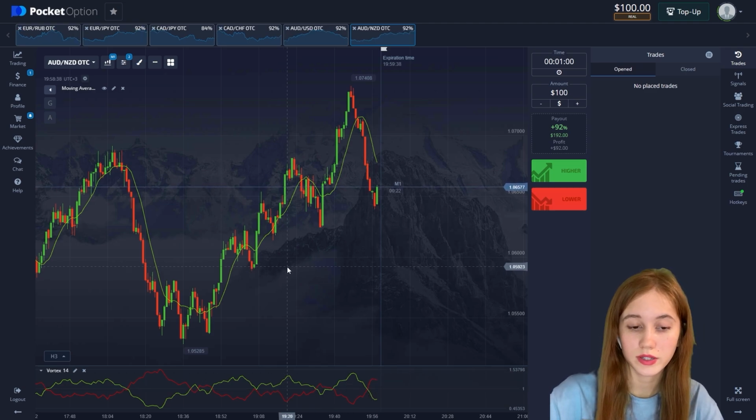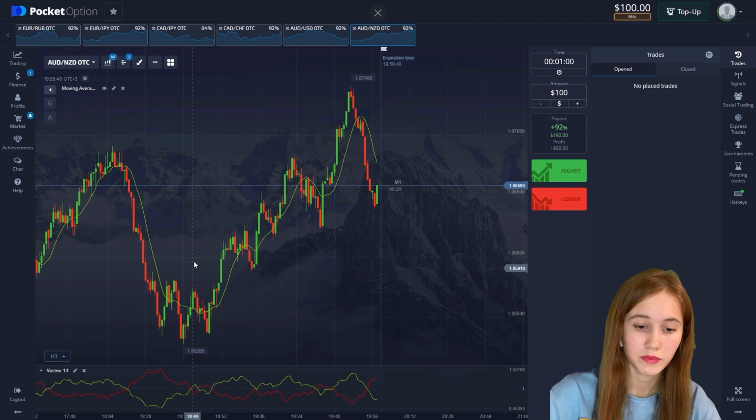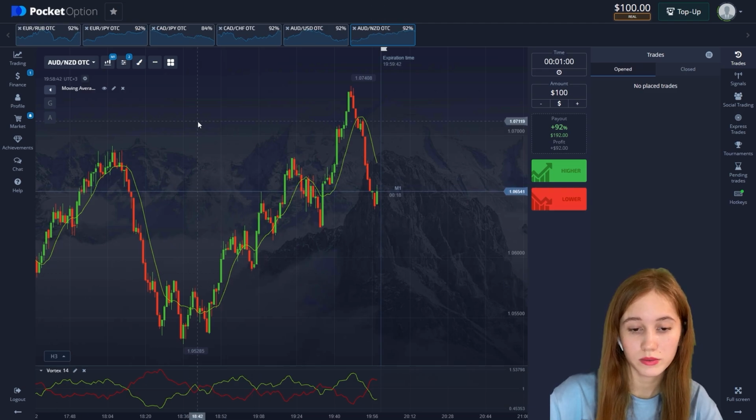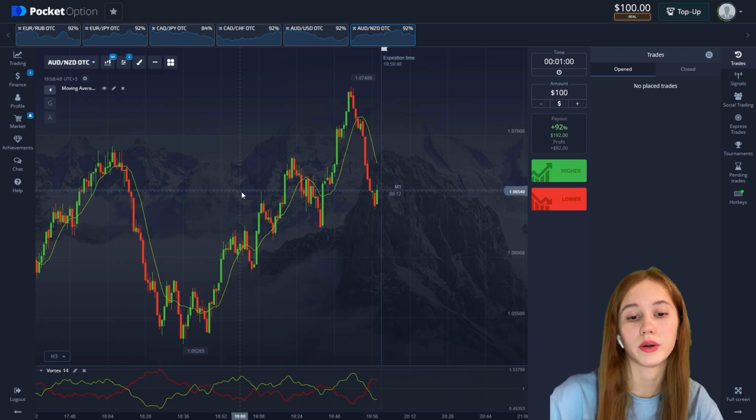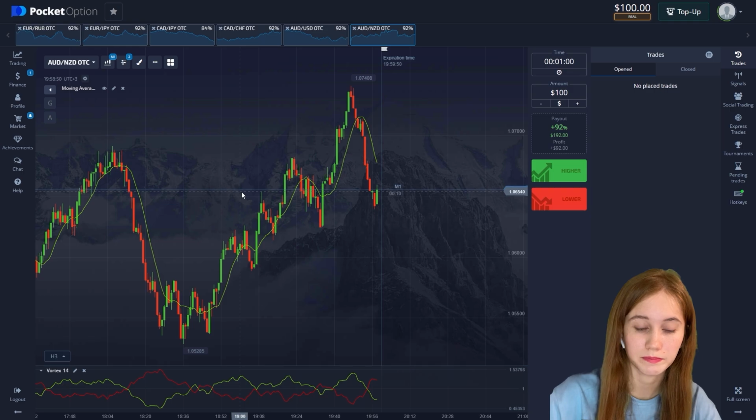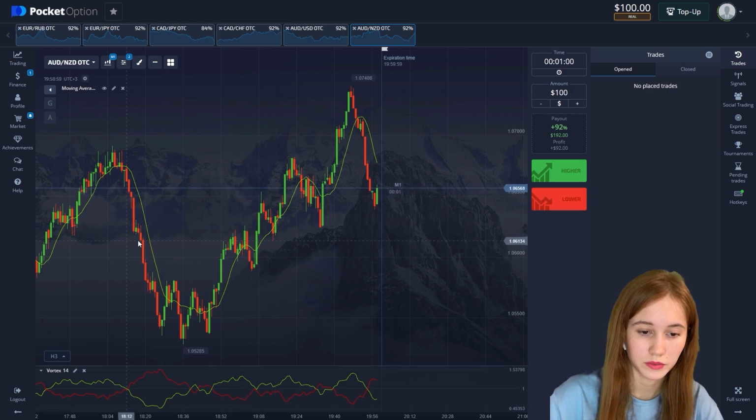The indicator works as simply as possible also. So there are two sliding ones, green and red. If red prevails, then the market is apparently going down, and vice versa. So we start our trading session.